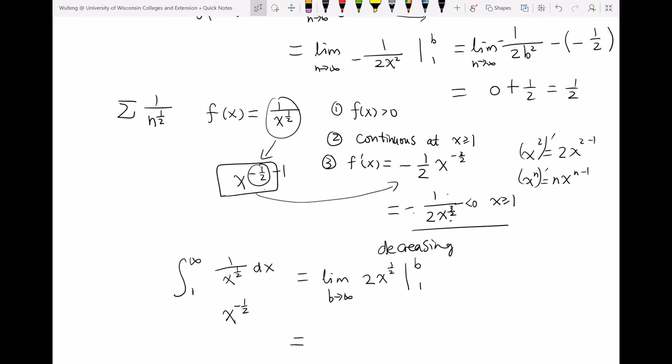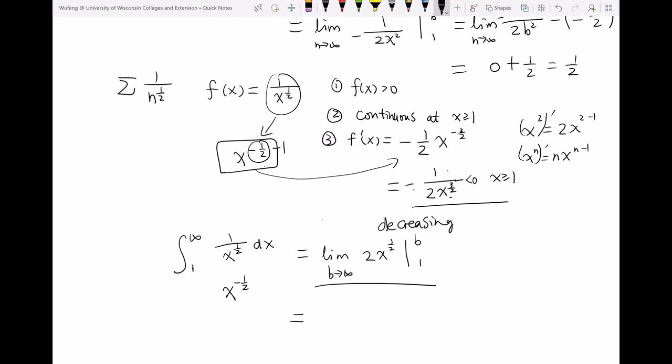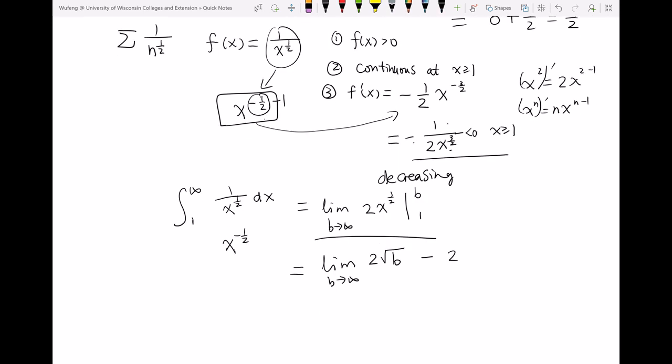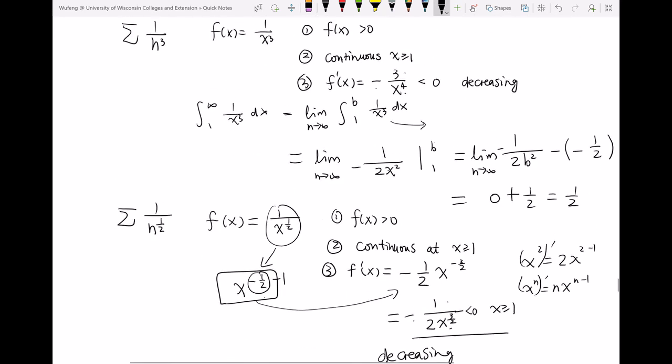You change the b into infinity, you take the antiderivative, you got this. And now you plug in b to infinity. We got 2 times x to the 1 half, which is b to the 1 half, the square root of b, minus, plug 1 into here, is 2. So now I would like you to tell me again, Matthew, when b goes to infinity, what about this one? When b goes to infinity, the first term also goes to infinity. Very good. So it diverges. Perfect.